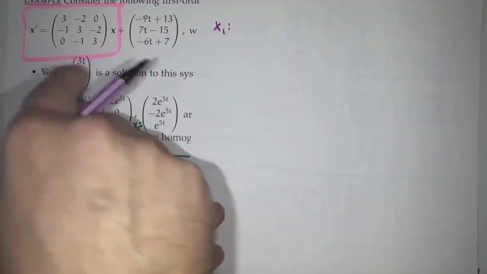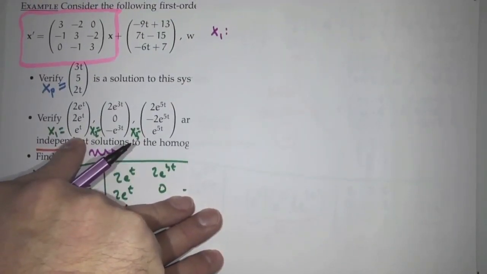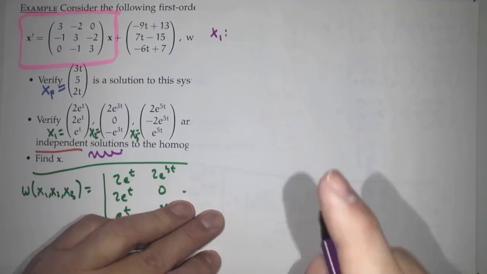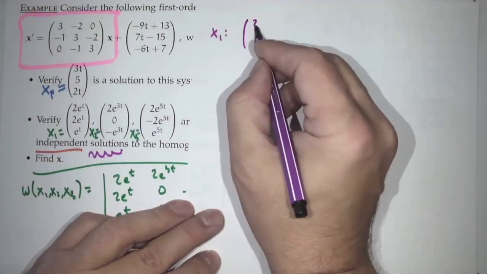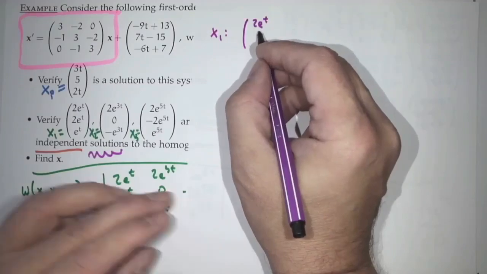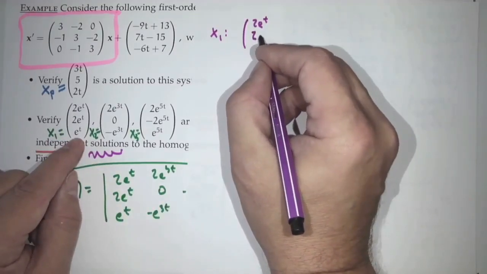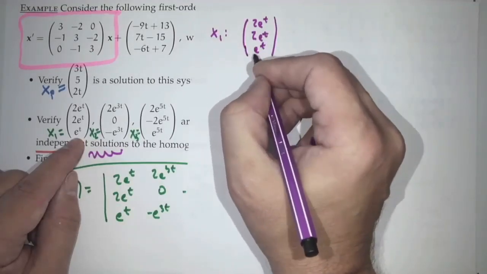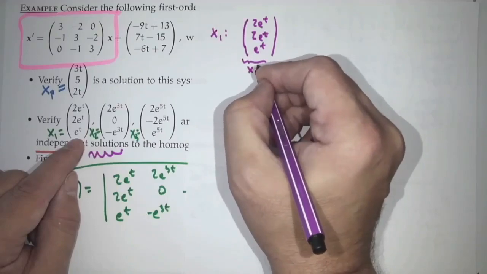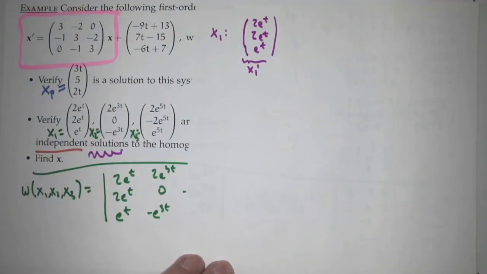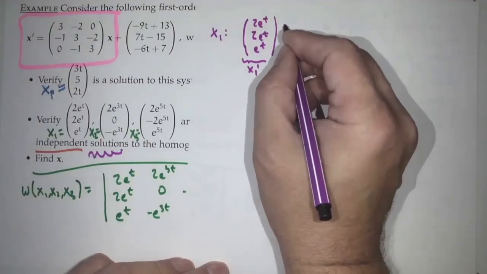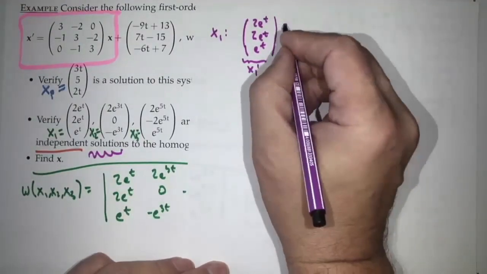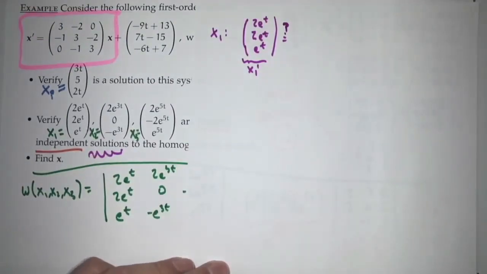So, x1 prime. What is x1 prime? All right, 2e to the t, 2e to the t, e to the t. Now, some people are like, Steve, that's just x1. No, it's x1 prime. Because, of course, e to the t is really cool. Derivative of e to the t is e to the t. Okay, our question, does this equal question mark? There we go, that's a little bit more question mark looking.